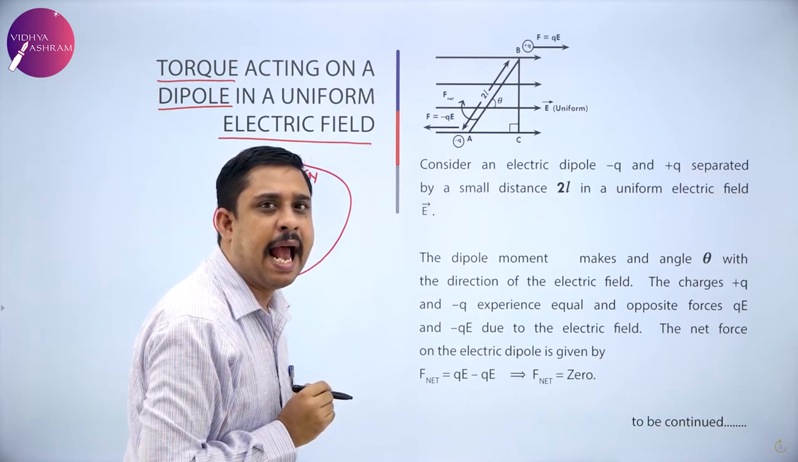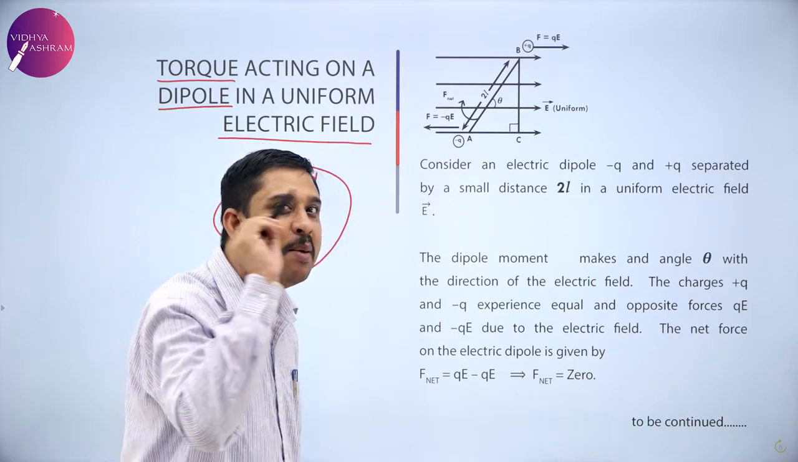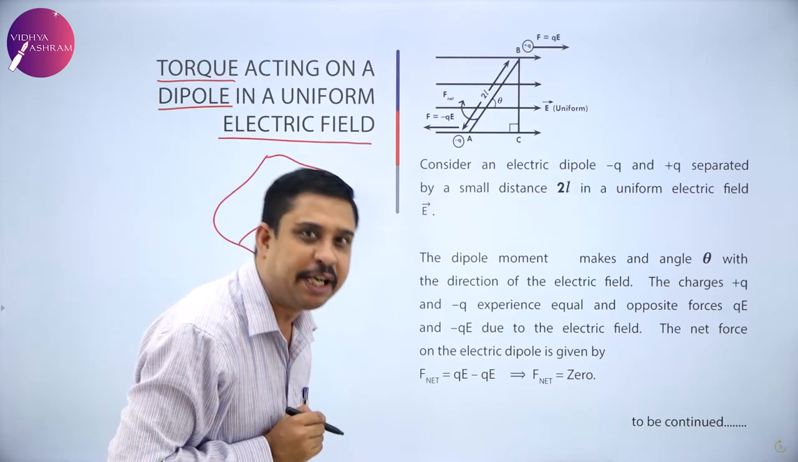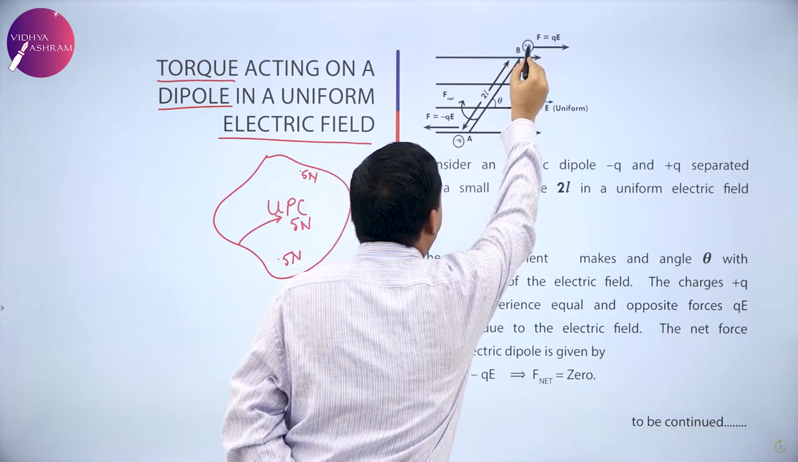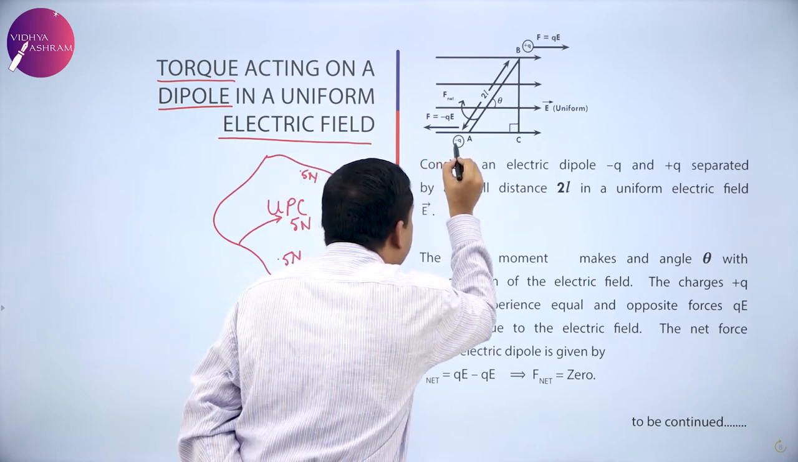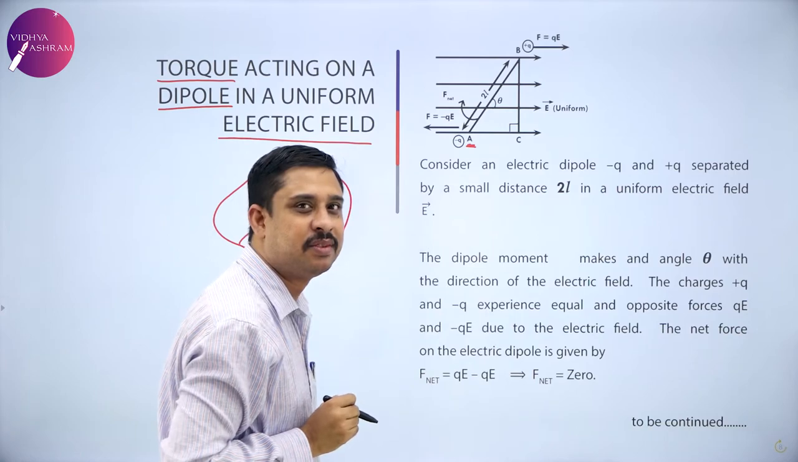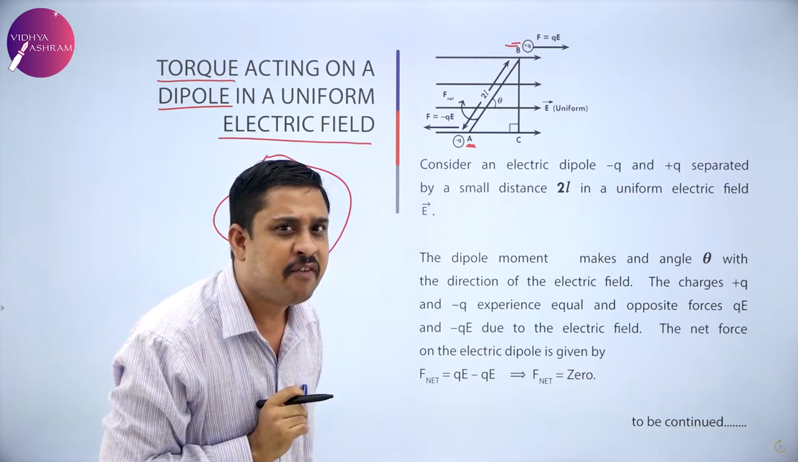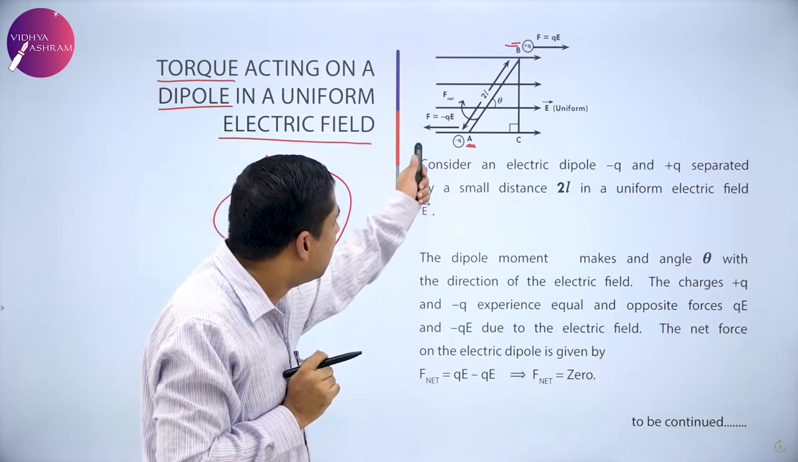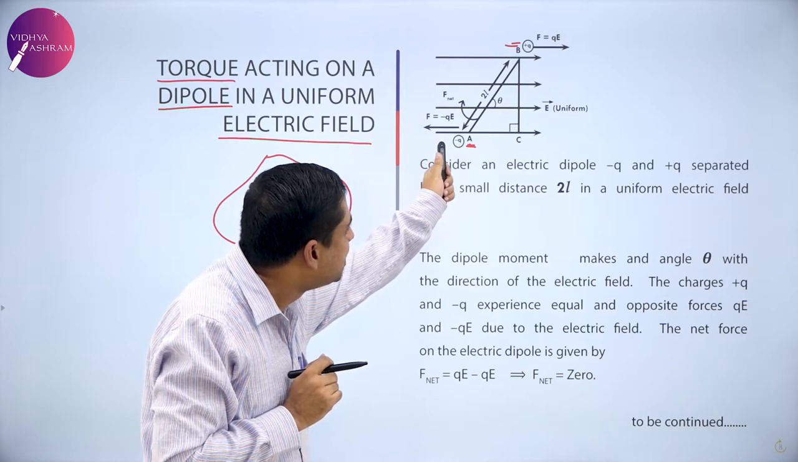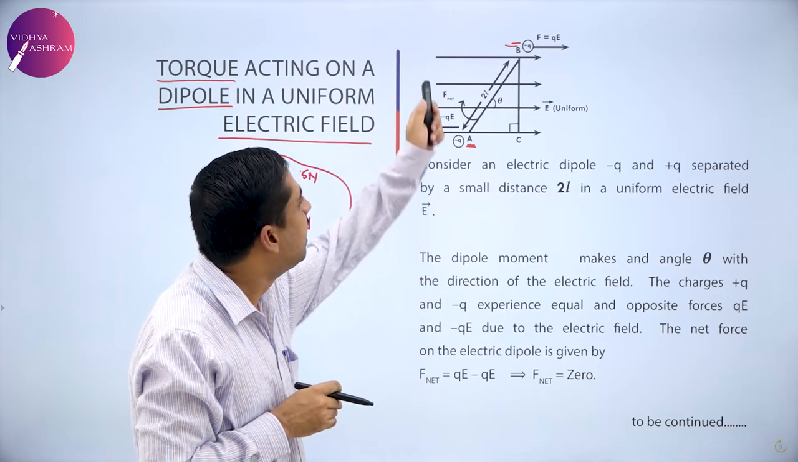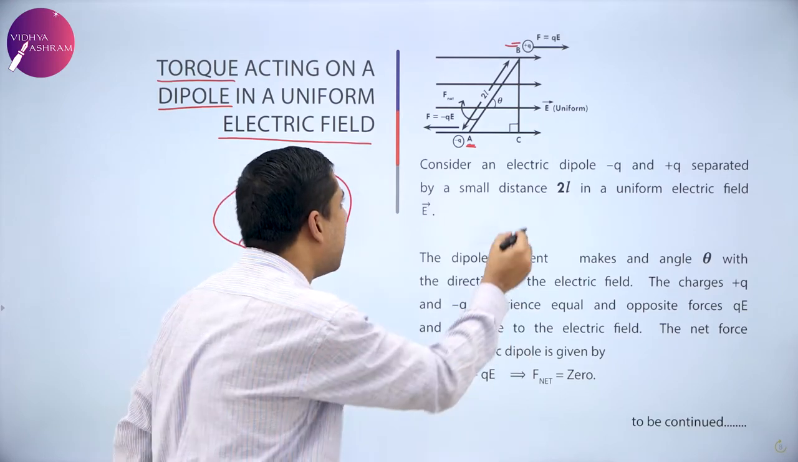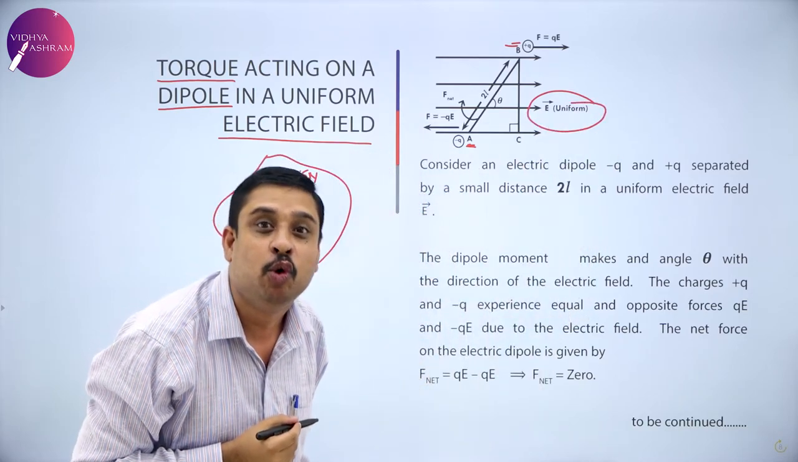I consider an electric dipole, minus Q and plus Q. Where is this minus Q placed? Point A. Where is this plus Q placed? Point B. Simple. I have an electric dipole, which means the charge minus Q is placed at the point A and the charge plus Q is placed at the point B, and this dipole is placed in a uniform electric field.